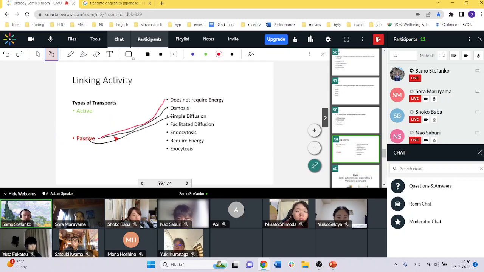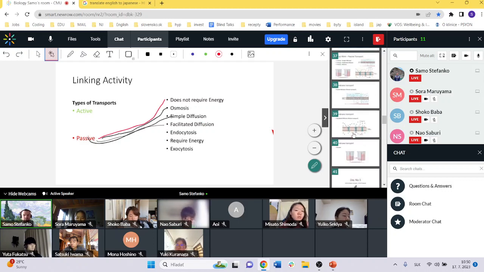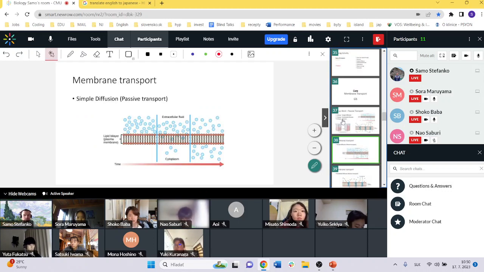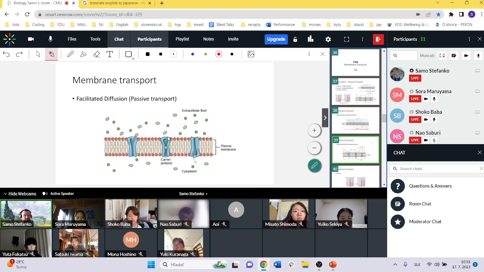Great. Okay, guys. Facilitated diffusion. Passive. Great. Please, can you link it, Shoko? Great. Guys, before we get to the next point, what is the difference between simple diffusion and facilitated diffusion? If I show you the pictures we saw on Thursday, what do you think? Simple diffusion, facilitated diffusion. Whoever wants, go on, guys.